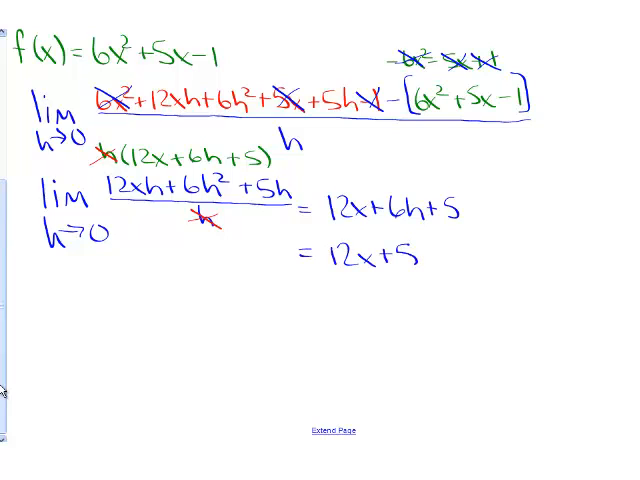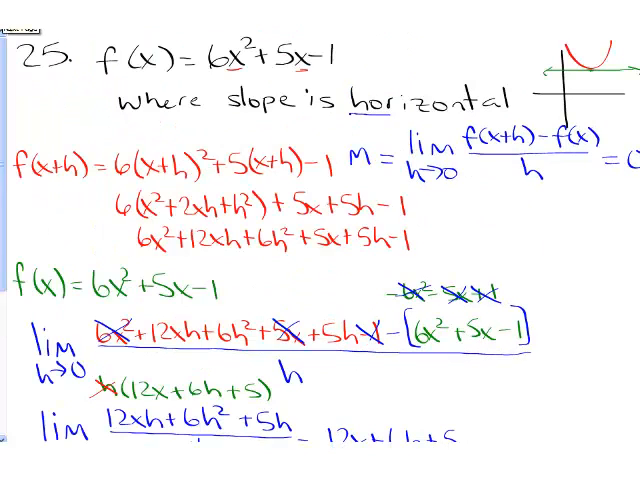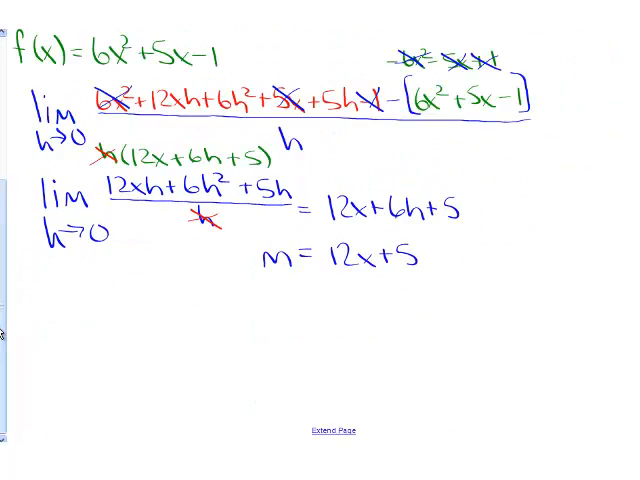So what this is right here is my slope. That's the equation to find the slope. Okay? That's the equation to find the slope. What does my slope have to be for this problem? We want to find the slope of a horizontal line, and the slope of a horizontal line is 0. That's what I get when I reduce my limit. I get 12x plus 5.